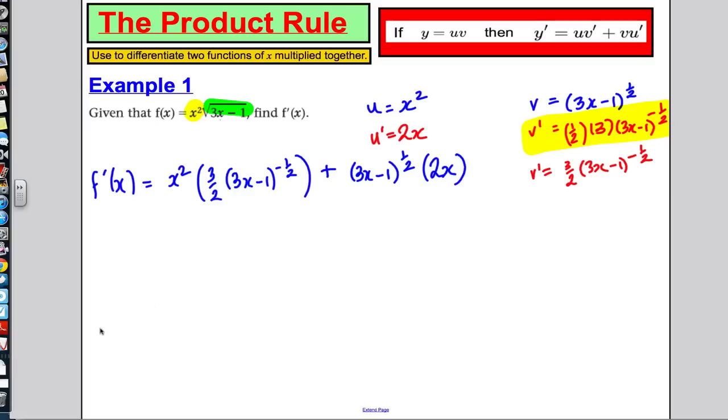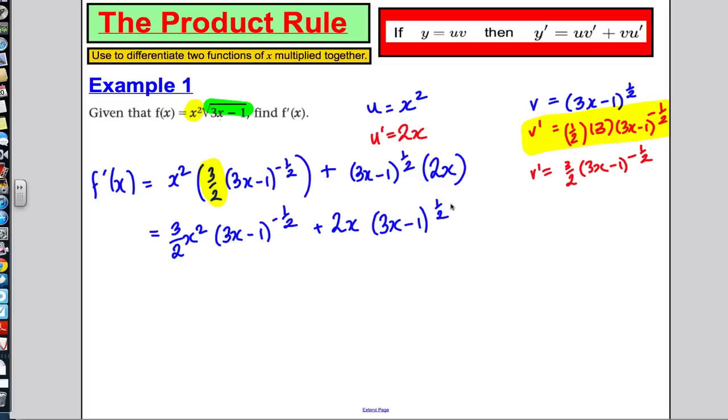Now, I suppose you could say you're done at that point. It's best to tidy it up. It's a bit messy at the moment. I'm going to take the 3/2 out the front, and the x squared there. So I'm going to call that 3/2 x squared, 3x subtract 1 to the negative a half. I'm going to take that 2x out the front, so plus 2x, 3x subtract 1 to the half. Again, you're done now.